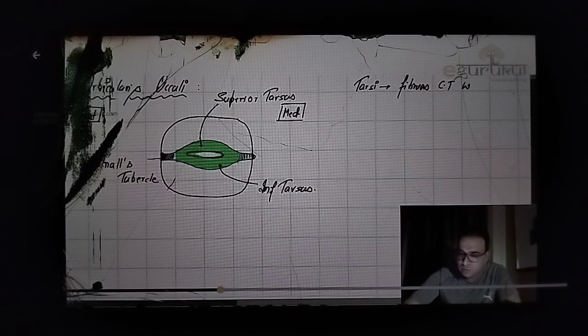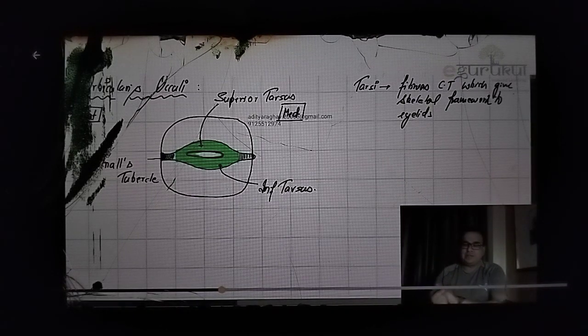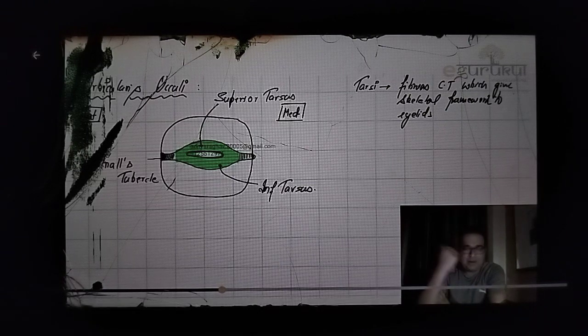Tarsi is a fibrous connective tissue which gives skeletal framework to eyelids, upper eyelid and lower eyelid. This fibrous connective tissue is called superior and inferior tarsus. So one is the upper eyelid and one is the lower eyelid, right? Attachment of the superior and the inferior tarsus, lateral and medial, is important here.